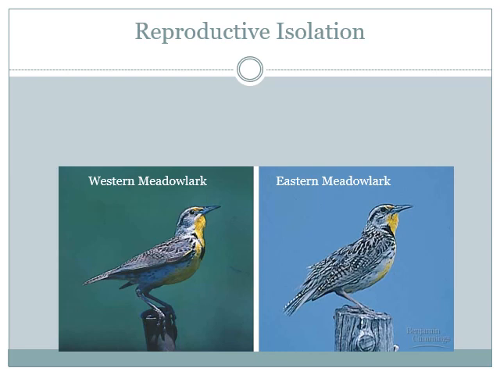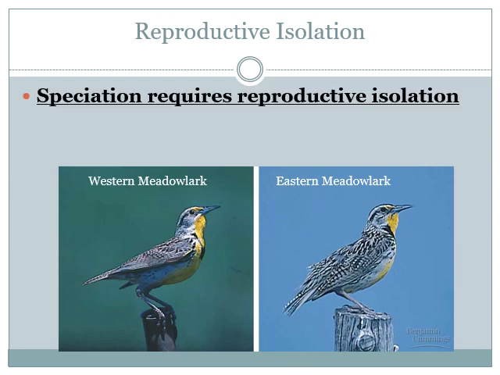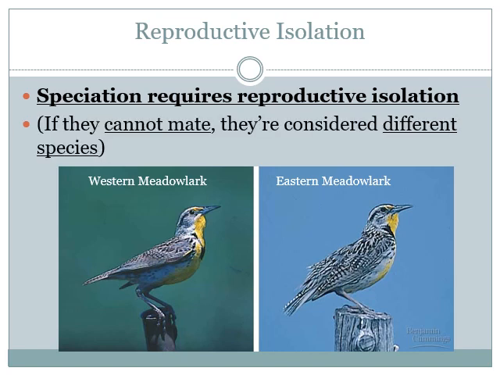The most common type of isolation is reproductive isolation. So speciation requires some variation of reproductive isolation. So if they cannot mate, they are considered different species. Or if they can mate and the offspring cannot survive, they are also considered different species.